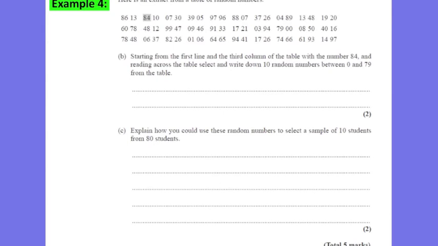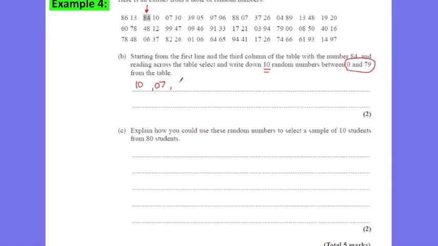So here is an extract from a table of random numbers, starting from the first line in the 3rd column of the table with the number 84. You can see it's highlighted. Reading across the table, it's going across here to 20, then starting at 60. Write down 10 random numbers between 0 and 79. Really important from the table. First number, we see here 10.